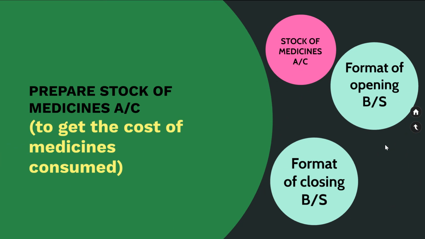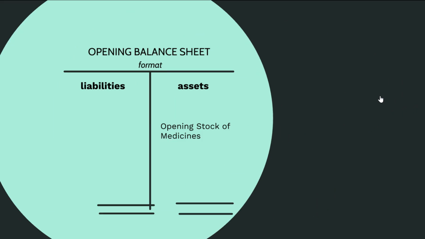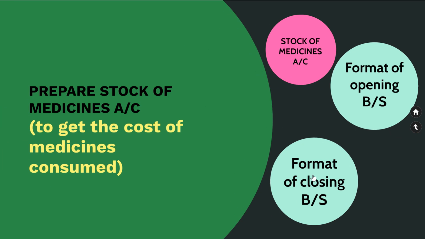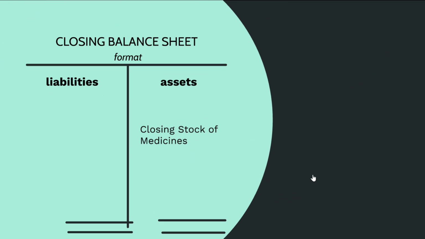The format of the opening balance sheet and the closing balance sheet in this case will be as follows. On the asset side of the opening balance sheet, we will insert the opening stock of the medicines, and in the case of closing balance sheet, on the asset side, we will insert the closing stock of medicines.